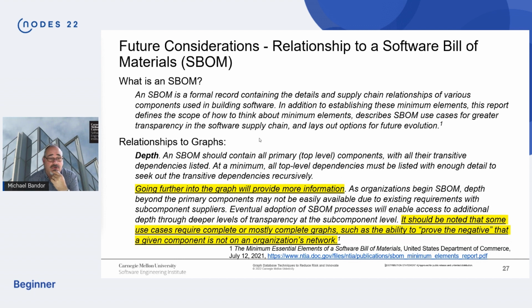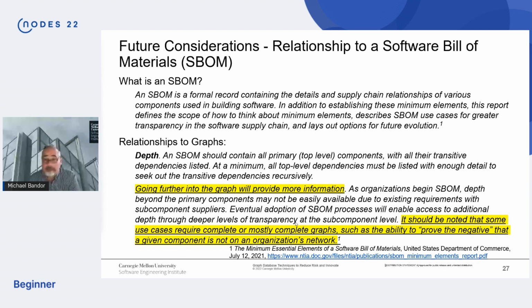So this is right out of it. It talks about that and all the topics through it, and this further into the graph will provide more information. Somebody was giving some serious thought to this. And again, it goes further on. It should be noted some of the cases require complete or mostly complete graphs as the ability to not on the network.